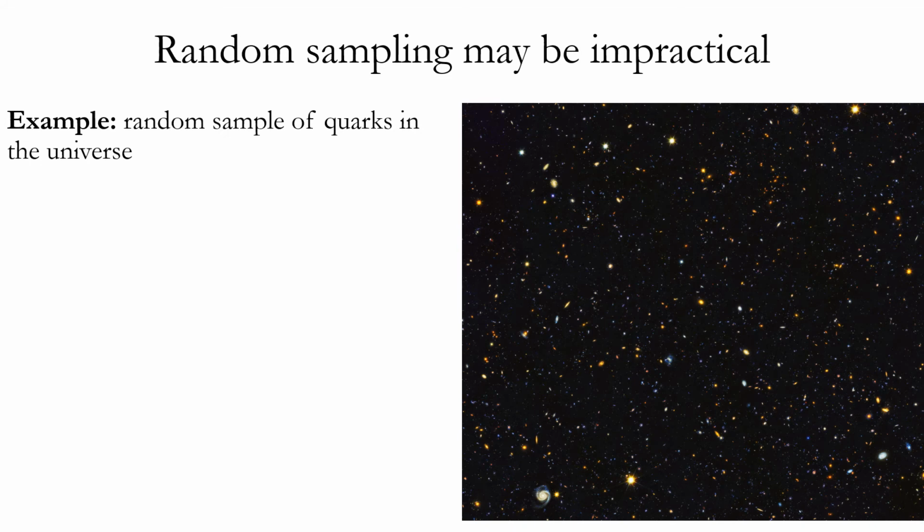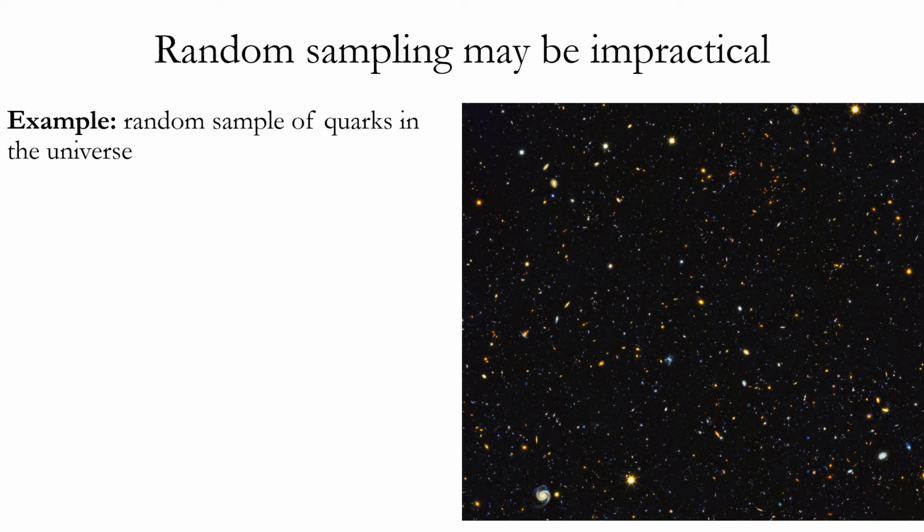The other thing about random sampling is that it's often impractical. It could be too costly or literally physically impossible to do. So here's an extreme case. Suppose we're trying to study quarks, tiny subatomic particles, and in order to create a random sample of quarks in the universe, we have to be able to travel to the whole universe and access remote parts of it, which is physically impossible, at least given current technology. So in some cases, it's physically impossible to create a random sample. In others, it's just impractical.